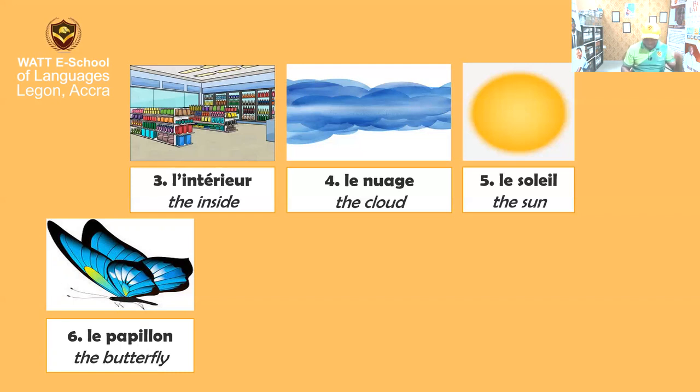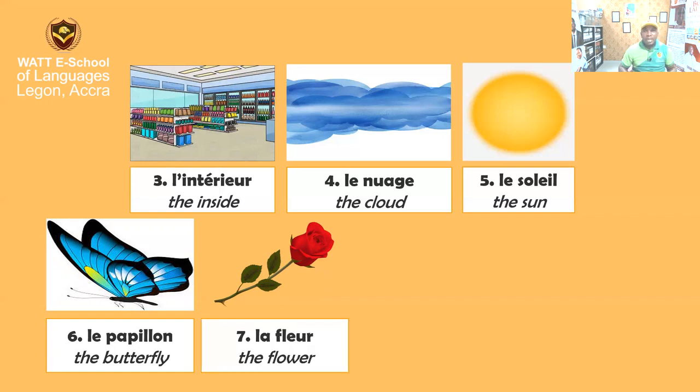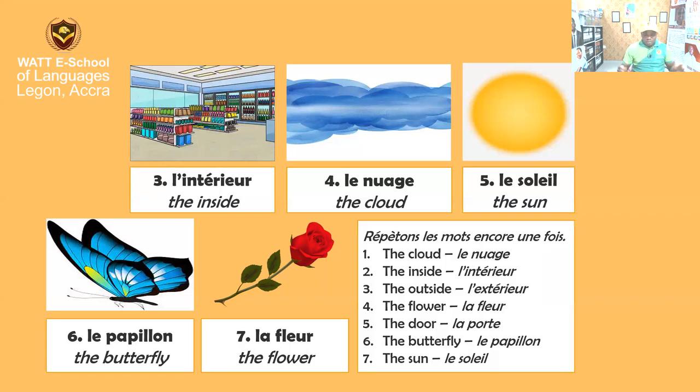Guess what is coming? Guess. What is it? Oh, beautiful. I love it. What is it? The flower? Good. The French says la fleur. Can you repeat? La fleur. Again. La fleur. Repeat. La fleur. Great. Now, let's go and repeat the words that we just mentioned.